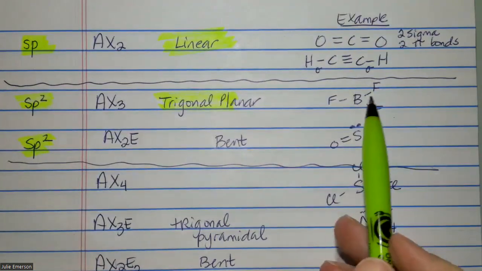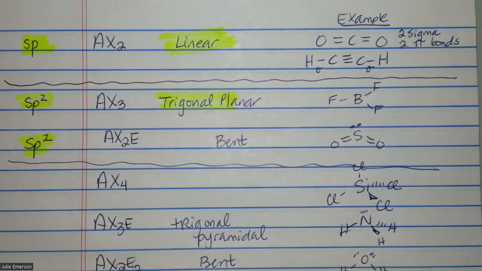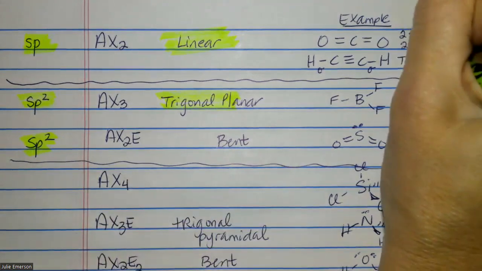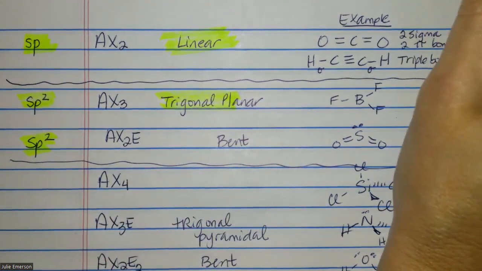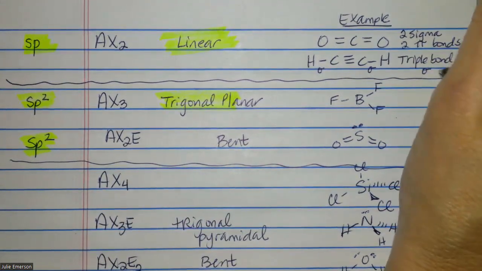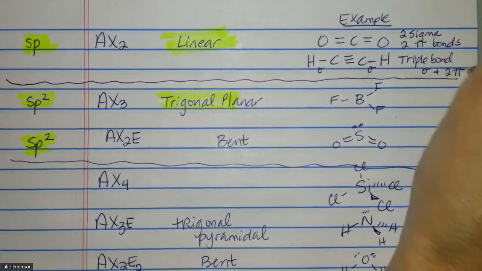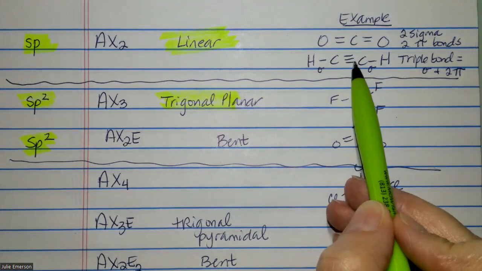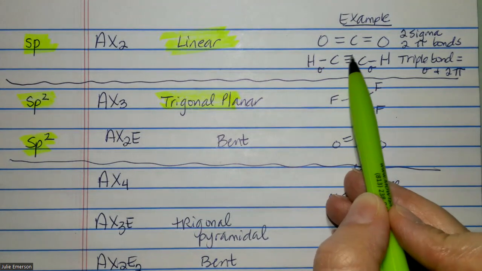A single bond is, just remember, sigma is single. When you have a triple bond, that means you have a sigma and two pi bonds, right? That's how you get a total of 3. So this is like your sigma, pi, pi.